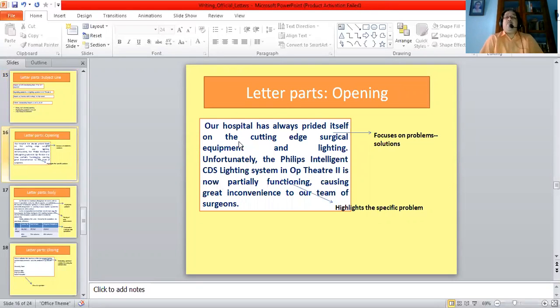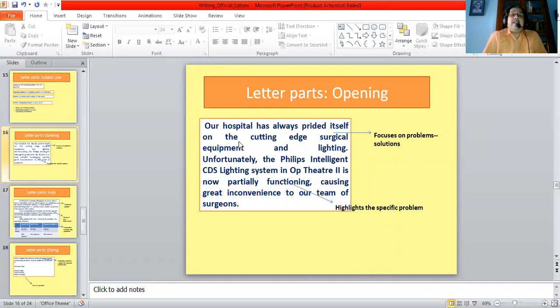Now, the opening of this kind of letter, let's see with a sample letter. This is a letter which is written about the problems in the lighting system in one of the operation theaters, which is creating a lot of difficulties in carrying on operations in the busy operation theater. So you are writing to the higher management to request some prompt action.